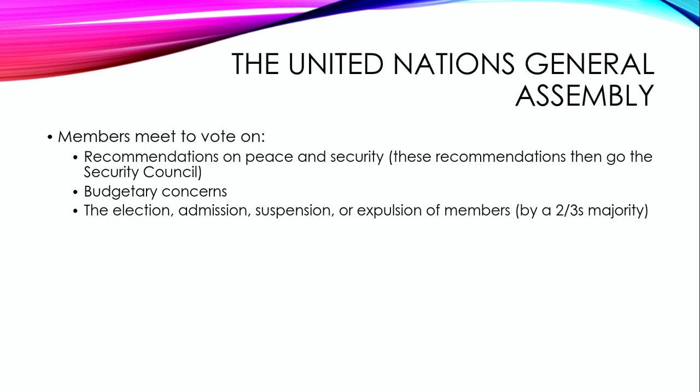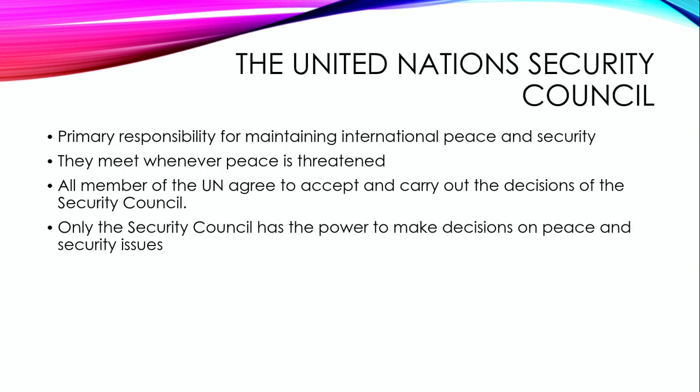The members vote on recommendations on peace and security, so these then go to the Security Council. They vote on budgetary concerns, and then the election, admission, suspension, or expulsion of members by a two-thirds majority. The next organ is the Security Council. Their primary responsibility is for maintaining international peace and security. So they meet whenever peace is threatened. Remember, the UN was created after World War II. So one of the goals is preventing another world war.